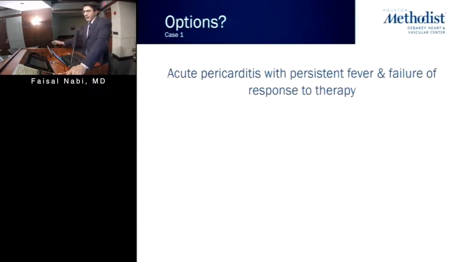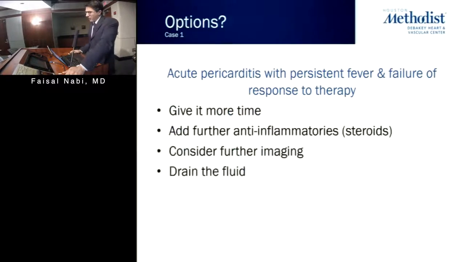So our diagnosis at this time was acute pericarditis with persistent fevers and a failure to respond to therapy. And so, although we don't have an audience response system, I just want you all to think about what, as a practitioner, you would do next. I've thrown out some potential etiologies that most of us would consider, and I'm sure there may be other choices that physicians would think about as well. But would you go ahead and give this more time?